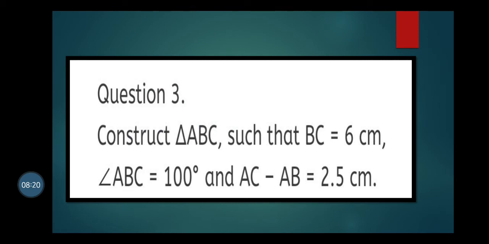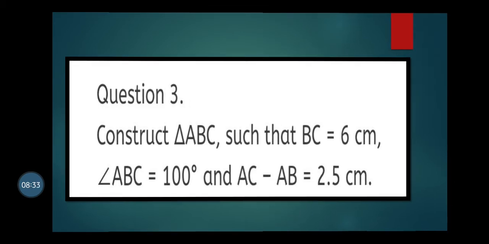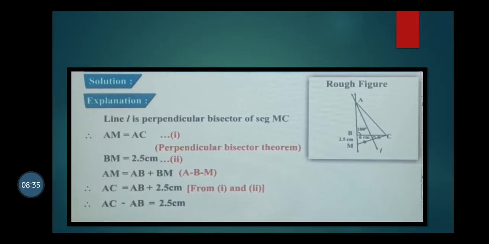Question number 3. Construct triangle ABC such that BC is equal to 6 centimeter, angle ABC is equal to 100 degree and AC minus AB is equal to 2.5 centimeter. Line L is perpendicular bisector of seg MC. Therefore, AM is equal to AC. Reason, perpendicular bisector theorem. Let's give that equation 1.